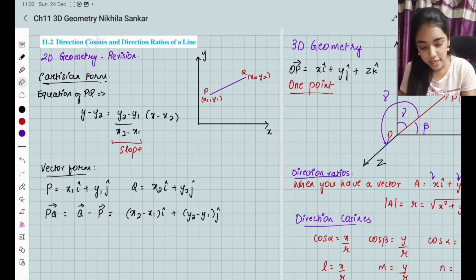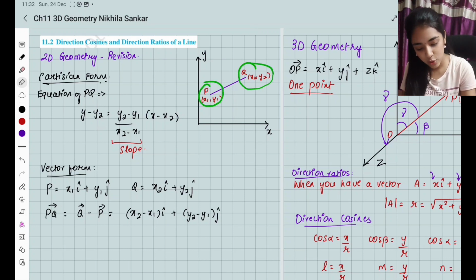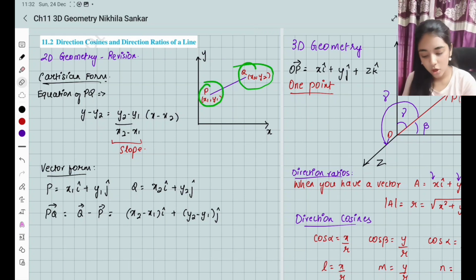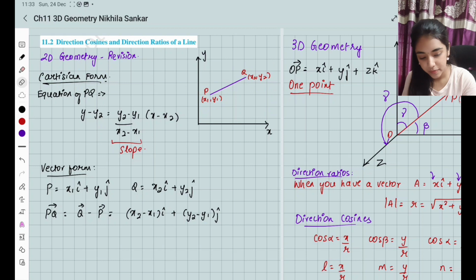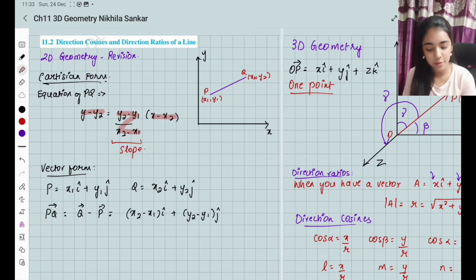So what do you guys know? In a 2D graph, you have the point P and you have the point Q. So, நமக்கு already Cartesian form என்னங்கிறது தெரியும். And the equation of the graph is given by, what is it given by? Equation is going to be y minus y2 equals y2 minus y1 divided by x2 minus x1 times x minus x2. இந்த form நம்ம படிச்சிருக்கோமா? So இது நமக்கு usually தெரிஞ்சது, class 11ல படிச்சது.